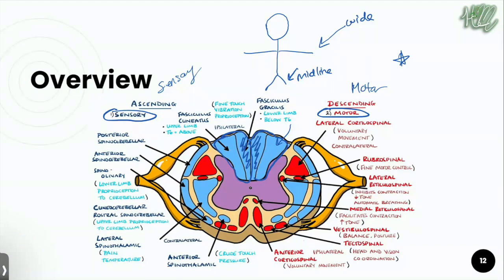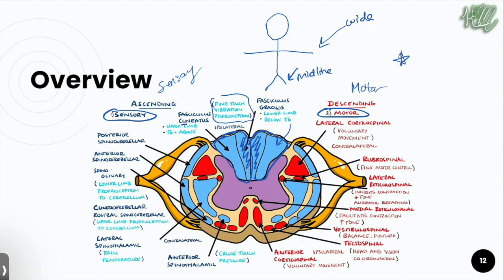And then of course, gracilis has an L in it for legs, and cuneatus has a U in it for upper limb. So that's another way that I use to memorize which one is which. Our dorsal columns are responsible for fine touch, vibration, and proprioception. That's what they're doing, fine touch specifically.